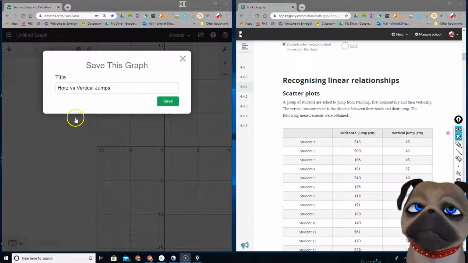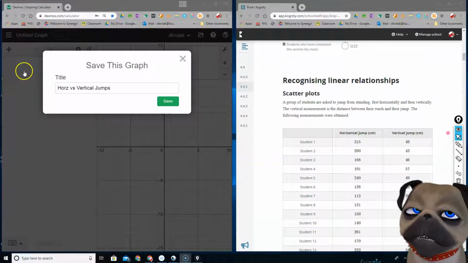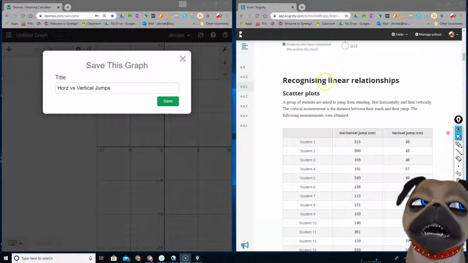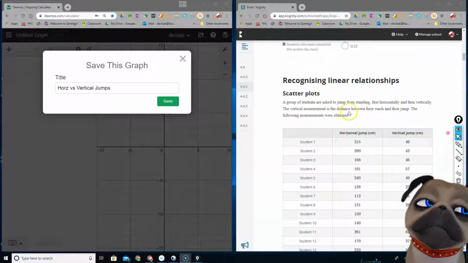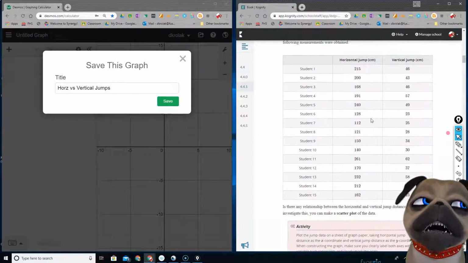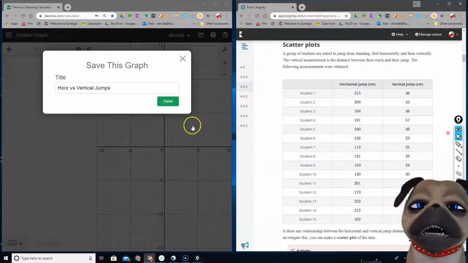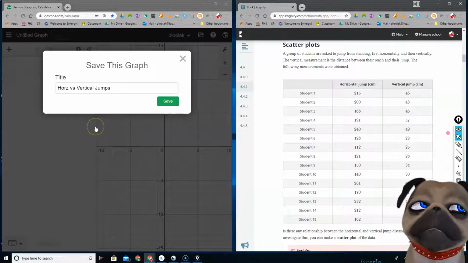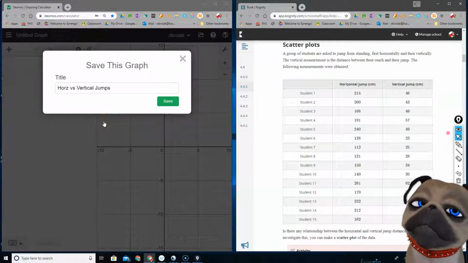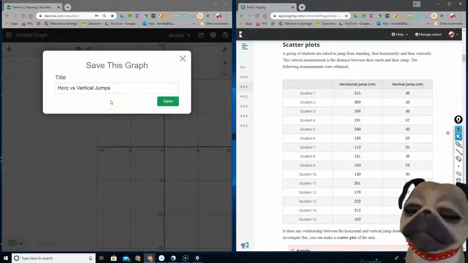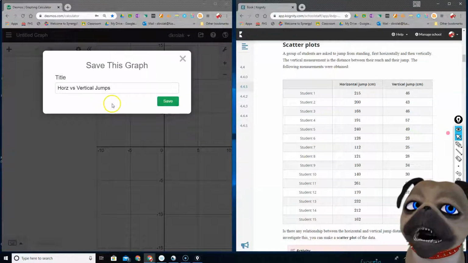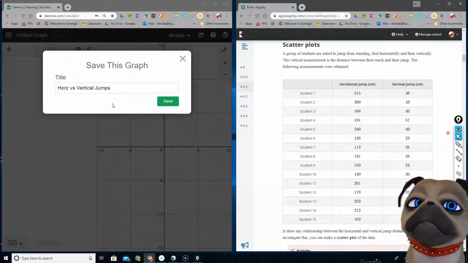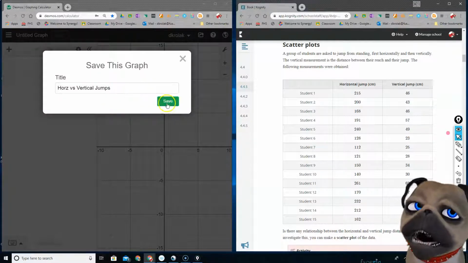Okay, I went to Desmos. I just opened up a blank graph and I gave it a title, horizontal versus vertical jumps. And for this experiment, we're going to use the horizontal to be the independent and the vertical to be the dependent. So we're going to see, is there a relationship between how far somebody can jump horizontally and how far they can jump vertically. All right.